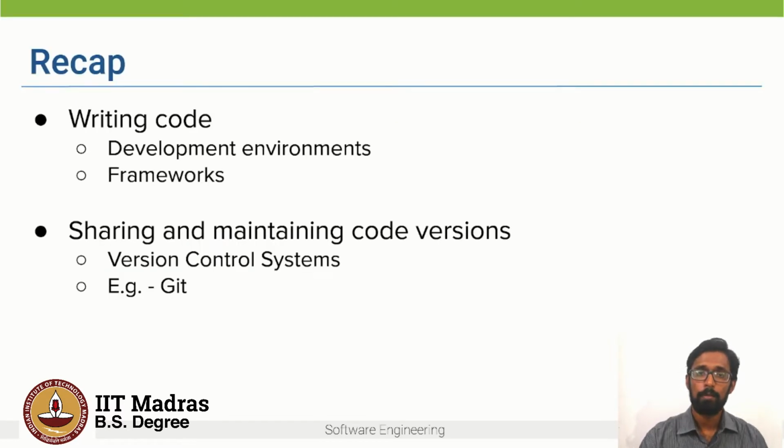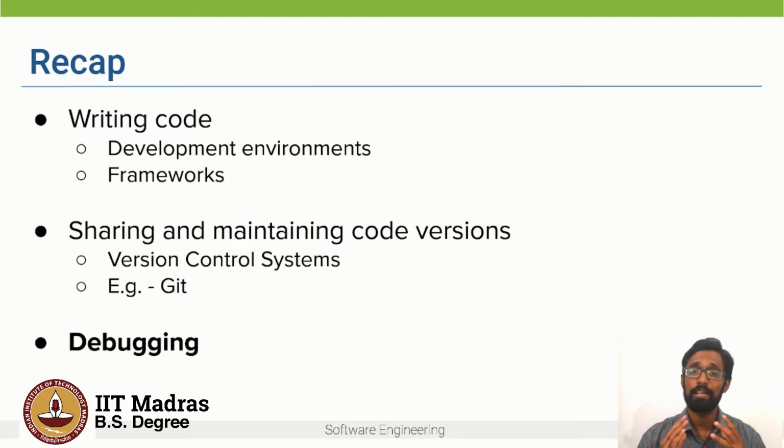So to recap, in this week, we looked at how we can write code. We looked at development environments, frameworks. Then we looked at how we can share and maintain different code versions using a tool like Git. In this video, we will be looking at debugging. And as we saw earlier, debugging is a very important task which a software developer does.